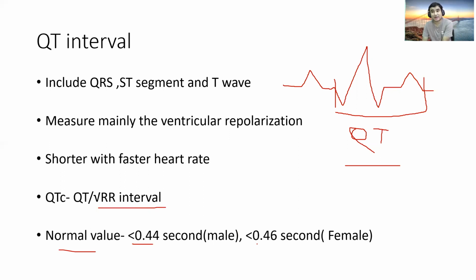If it is more than that, then we can say there is a long QT interval, and it has certain pathologies. These types of individuals are more prone to ventricular tachycardia and ventricular fibrillation. That's why we need to calculate the QT interval.